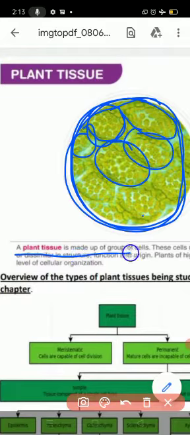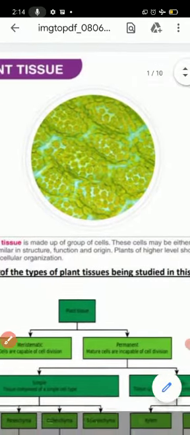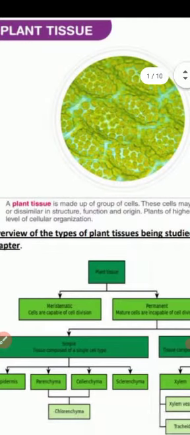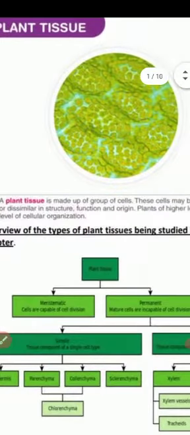Here, look at this. A plant tissue is made of a group of cells. These cells are either similar or dissimilar in structure, function and origin. And plants of higher level show a level of cellular organization. Cellular organization means that tissues make a unique organ, and the unique organ performs functions. That term is known as cellular organization.